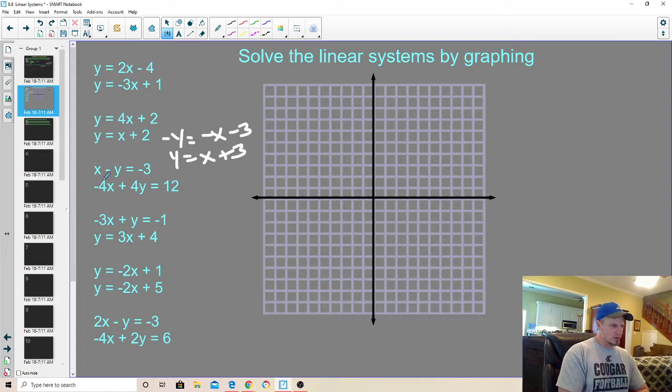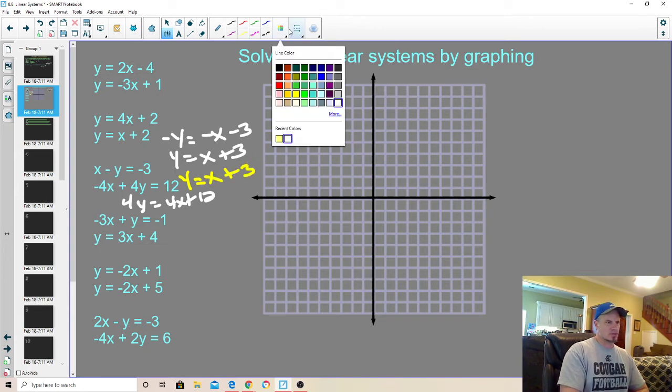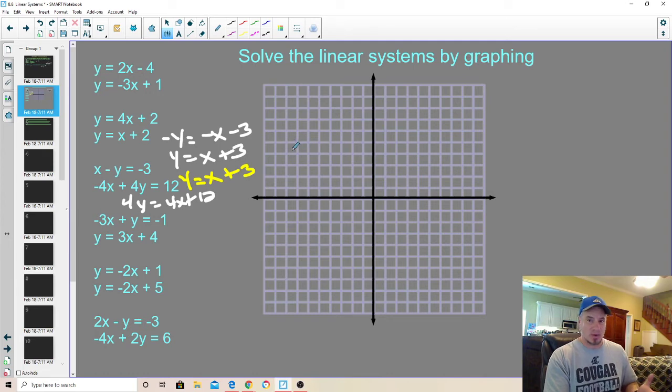Okay, the next one, move the x over. You get 4y equals 4x plus 12. Then divide by 4. You get, and I'll do this in a different color so you can see the difference, y is equal to x plus 3. Now what do you notice about these two? Well, you should notice they're the same equation.